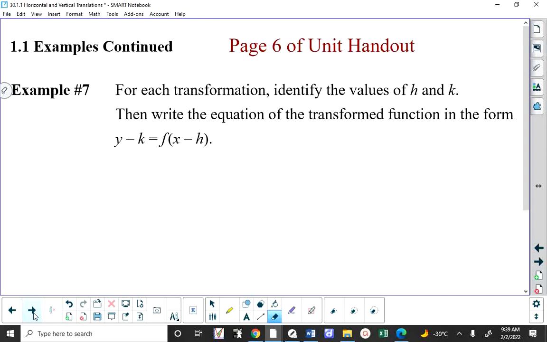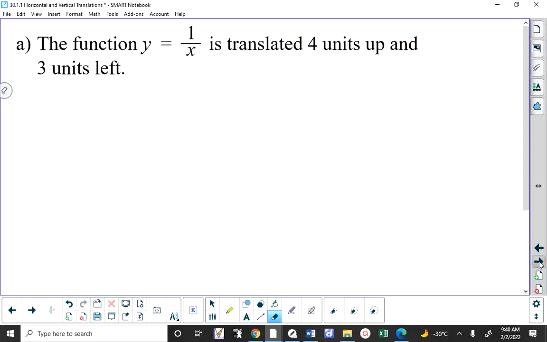So this is on page 6 of your unit handout. And what we are asked to do here is key in understanding the conversation that Ian and I have been having over the past couple days about f and what f means. What we're asked to do here is identify the values of h and k for every situation in example 7, and then write the equation of the transformed function, okay? And I'm hoping that at the end of this, your question about f, the answer will be clear in your head. So I would like you to look up here, please. Don't look at your paper.